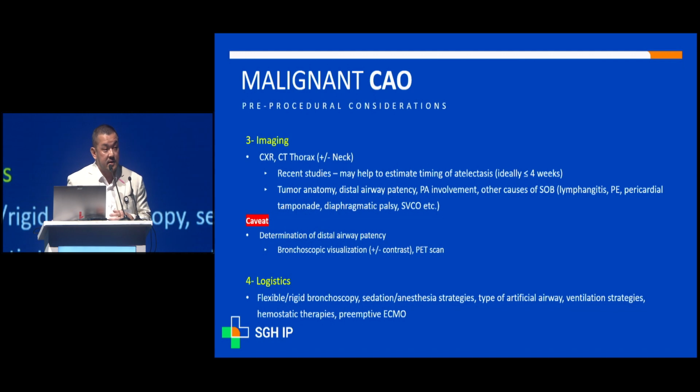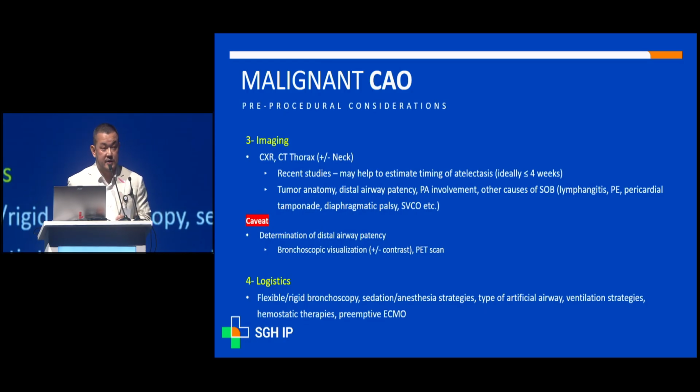Reviewing recent studies is important because it gives us a timing of the duration of the atelectasis. Another important caveat is that determination of distal airway patency may not always be very reliable on CT, and therefore, if possible, bronchoscopic visualization with or without contrast would be ideal. If not, then at least sometimes a PET scan can help to differentiate between collapsed lung and tumor.